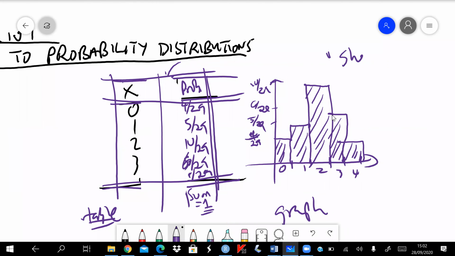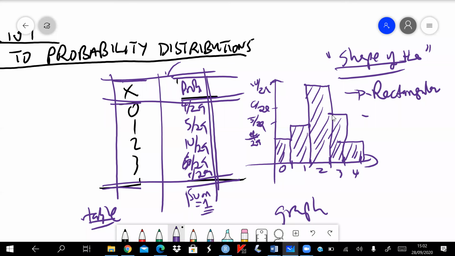When you use a graph like this one, it's always good to comment on the shape of the distribution. Here you talk about the shape of the diagram. Some of the most widely used shapes are: you can have a rectangular shape, you can also have a symmetrical shape, or you can have a skewed distribution. So those are the main types of distribution, and so on and so forth.